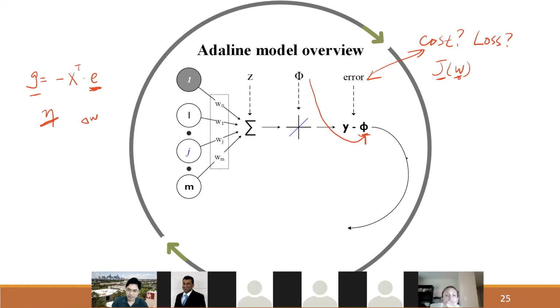So far, makes sense? Nodding or shaking?